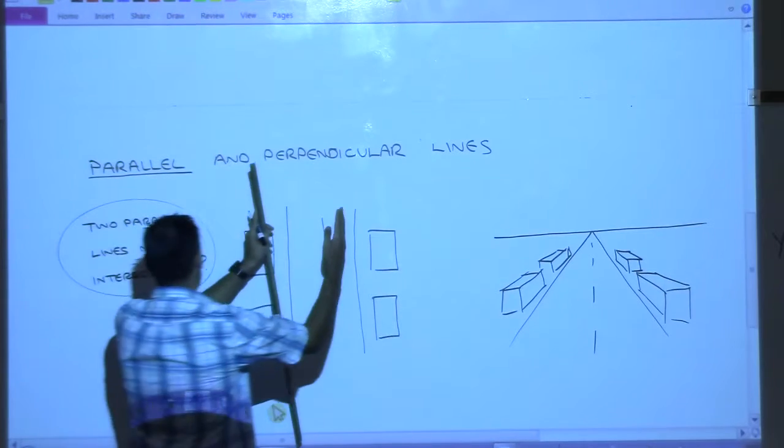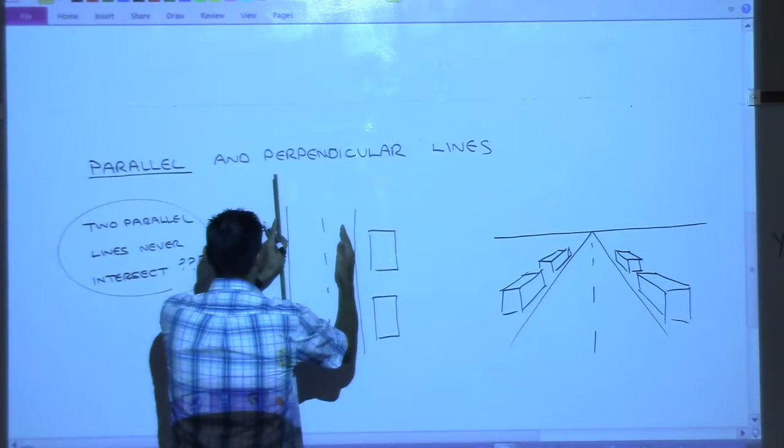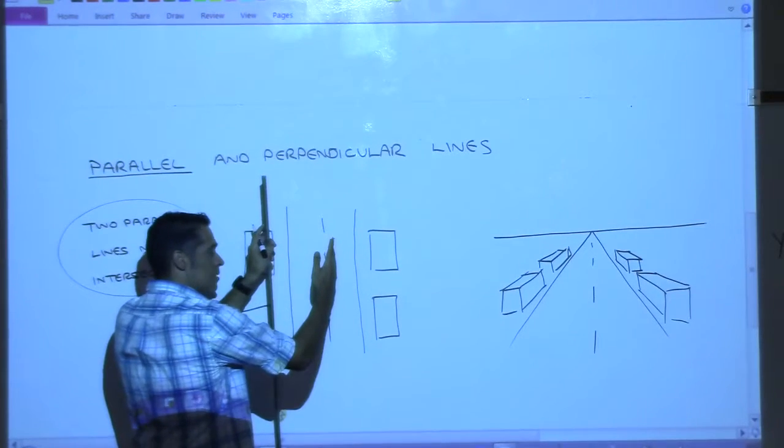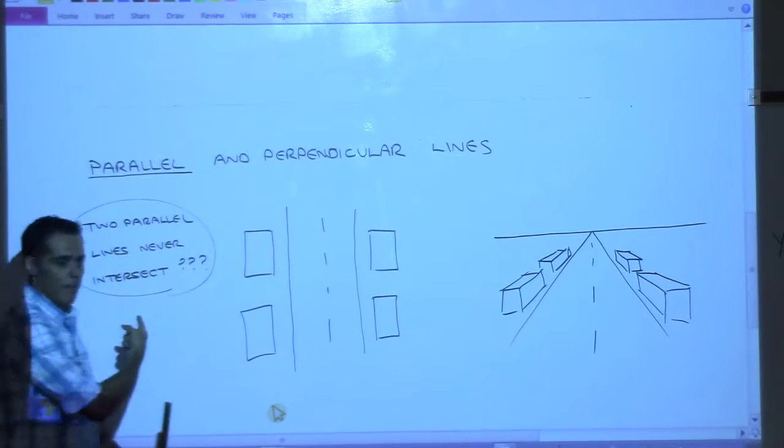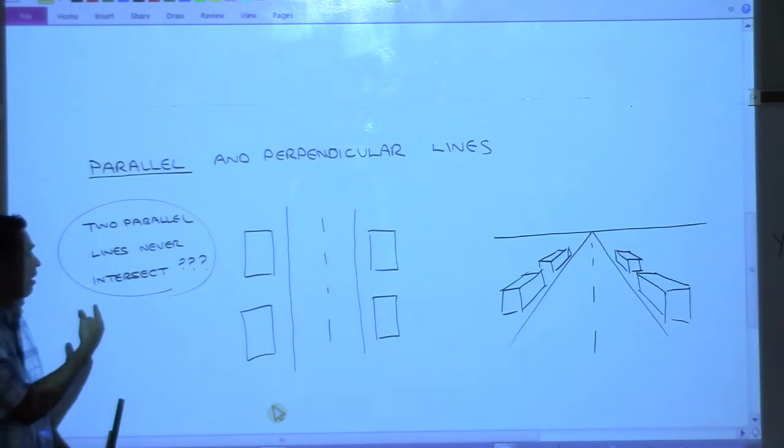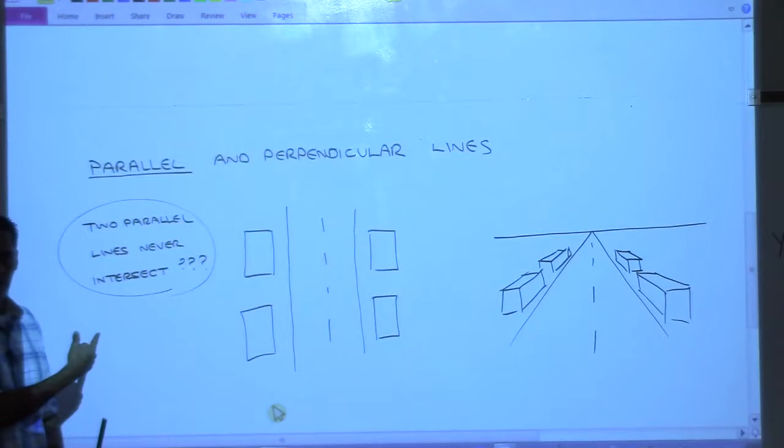So when I draw them, they would be parallel, right? But that doesn't trick your eye. To trick your eye, you need to break this rule completely. In fact, you need all of your parallel lines to intersect.